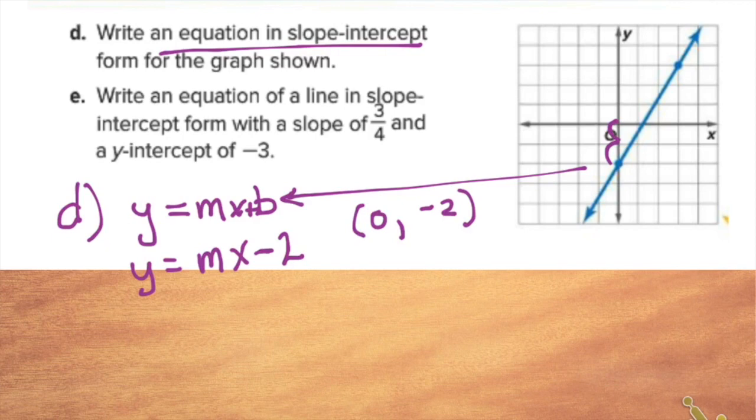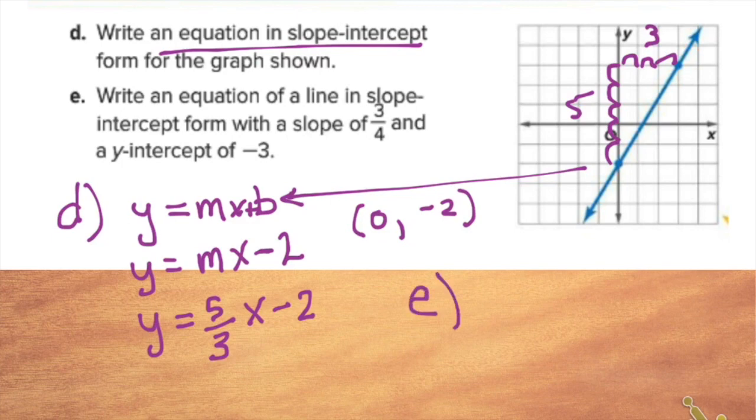1, 2, 3, 4, 5, and over 1, 2, 3. So that's 5/3. So we have y is equal to 5/3 x minus 2 as d.